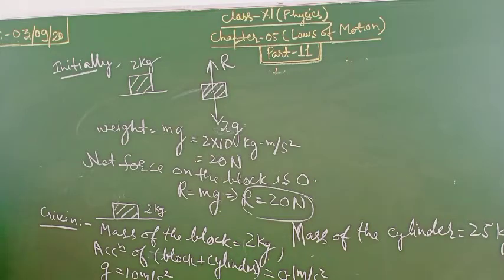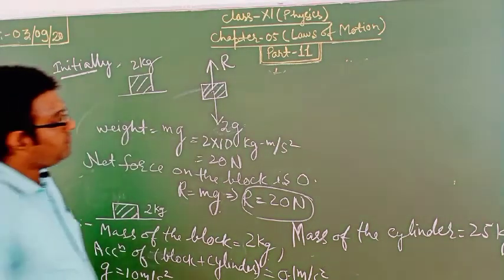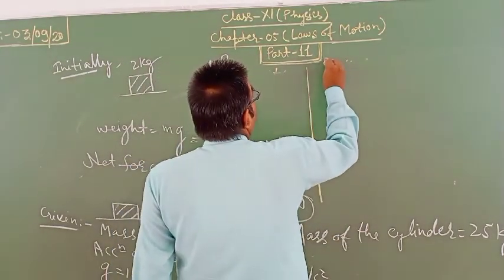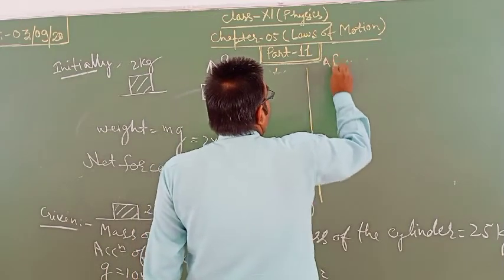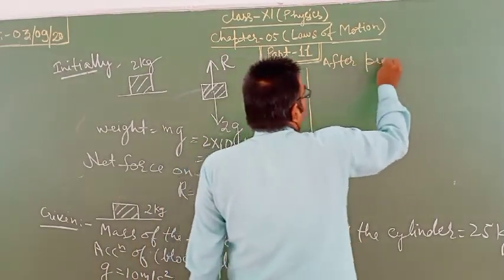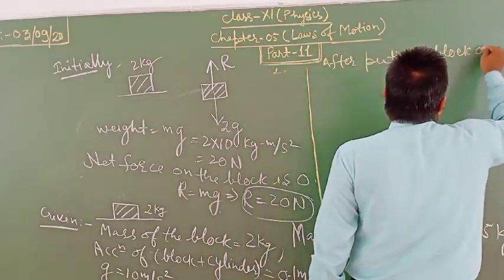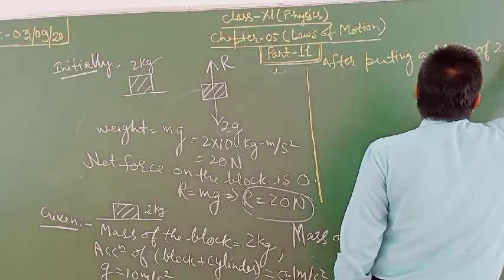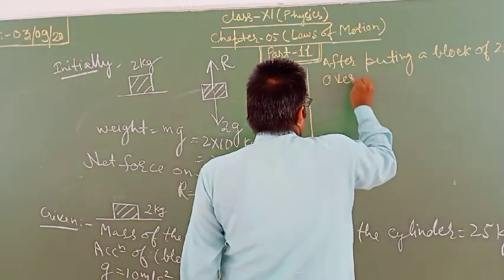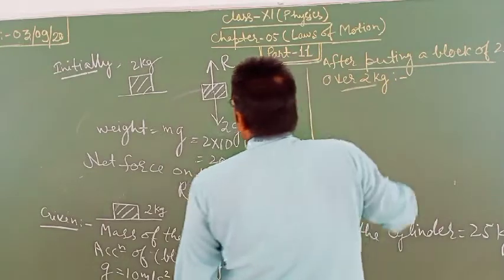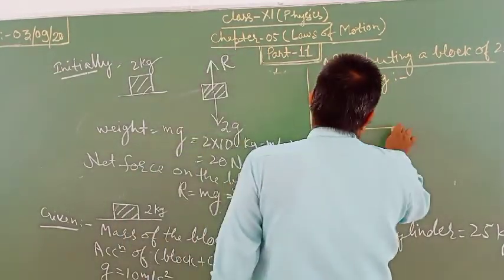Now after that, what have we done? We have kept a block of 25 kg over the 2 kg block. So look at the system after putting the block of 25 kg over the 2 kg block.